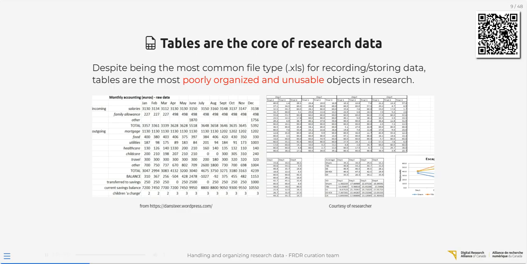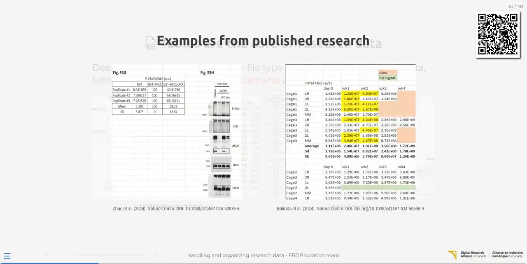A well-structured table is essential for making your data clean, analyzable, and trustworthy. Unfortunately, journals accept poorly organized tables. Here are 2 examples from recent publications. In both cases, you can see issues like merged cells, mixed types of information in the same columns, and visual elements like color codes that are not properly documented in the data. These practices make the data harder to analyze, reuse, or even understand. Good data organization is not just a technical detail. It's a fundamental part of scientific quality.